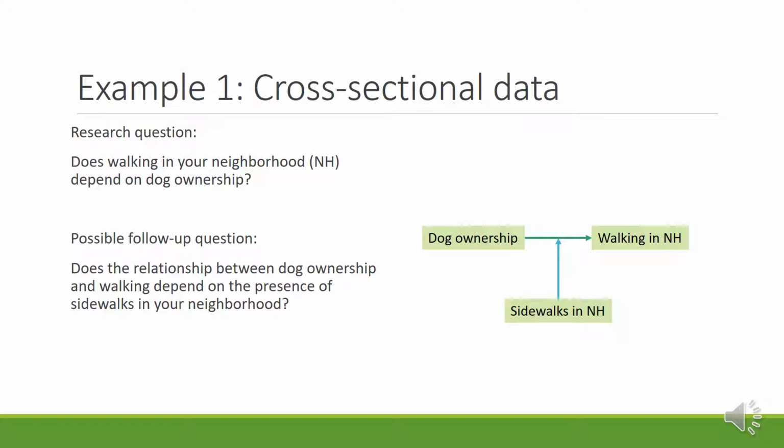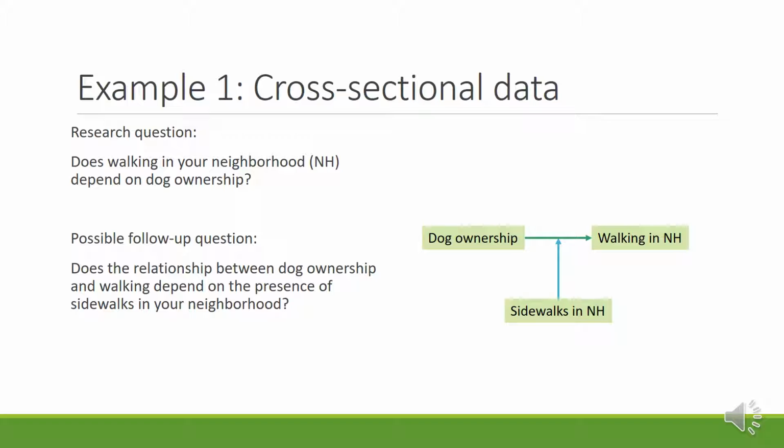So the first one is cross-sectional data, and the research question that I want to model is, does walking in your neighborhood depend on dog ownership? And then I have a possible follow-up question. Does the relationship between dog ownership and walking depend on the presence of sidewalks in your neighborhood?